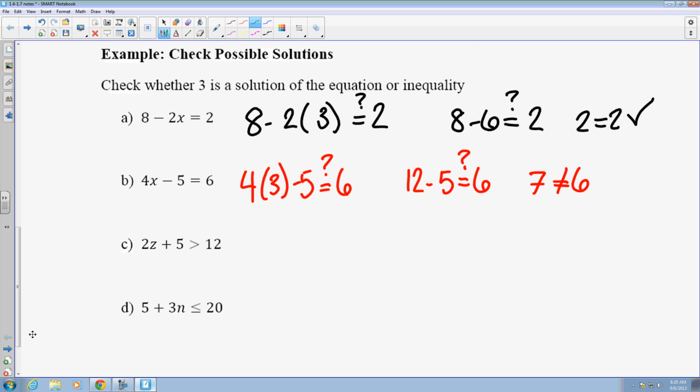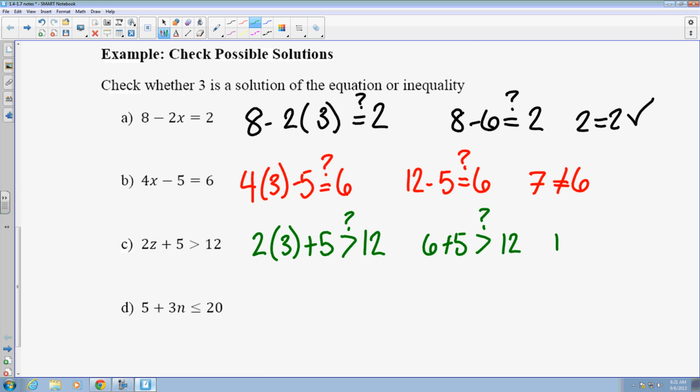Part C, we are putting 3 in for Z here. We're checking to see if that's going to give us a number greater than 12. 2 times 3 is 6. 6 plus 5 is 11, which is not greater than 12.